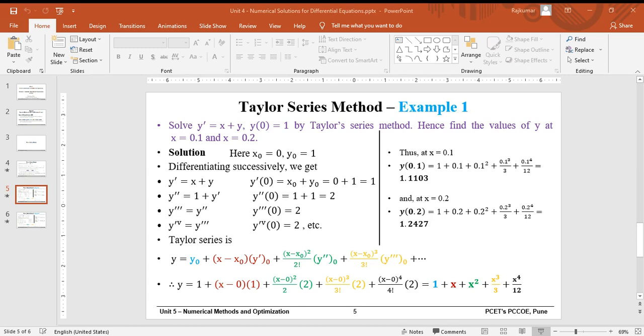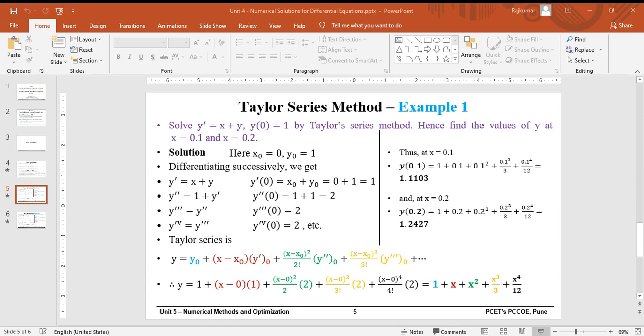Then put the value of y naught and the values in each segment of the equation, and simplify. Upon simplification, you will get the general equation for y. Then put x equal to 0.1 as asked, so you will get y equal to 1.1103. Again, it is asked to find y for x equal to 0.2, so put x equal to 0.2 in this equation and you will get 1.2427. So this is how you can solve the problem.